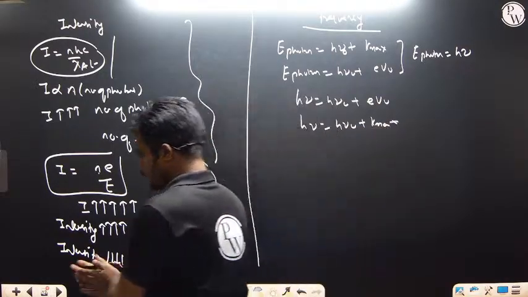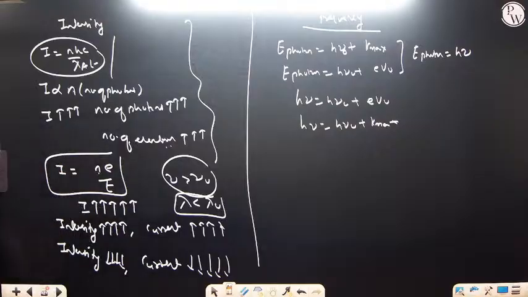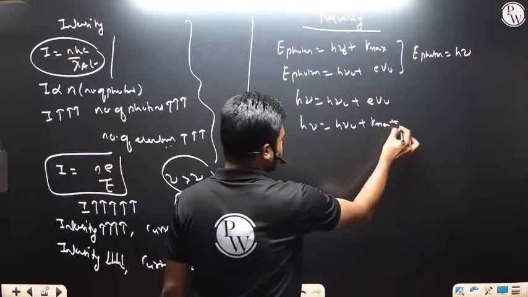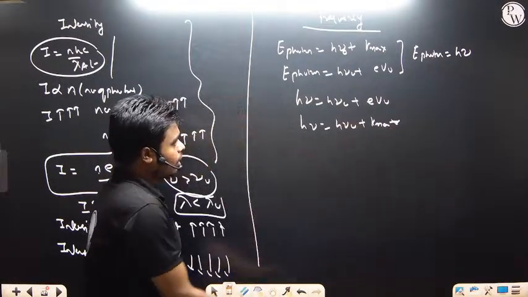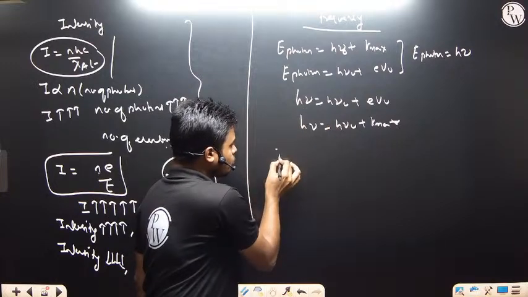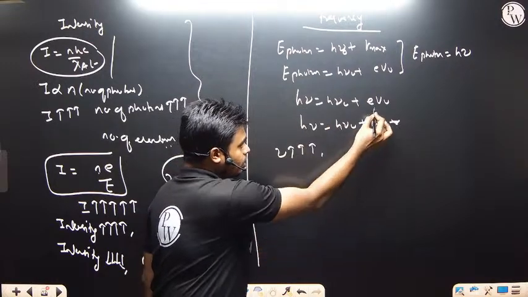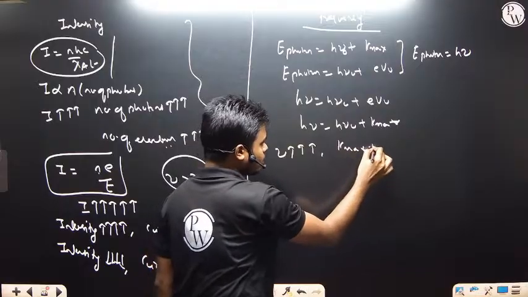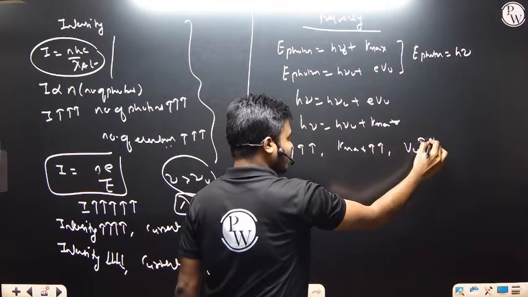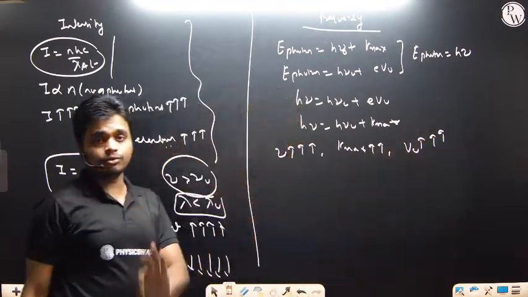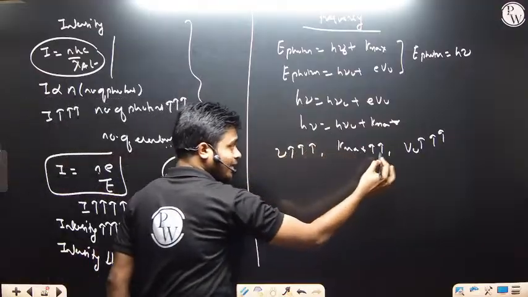So how does the energy of the photon depend on frequency? So here energy of the photon depends on nu. So nu increases, this K max will also increase. If K max increases, then V naught also increases. Its magnitude will increase. So nu increases, kinetic energy will increase.